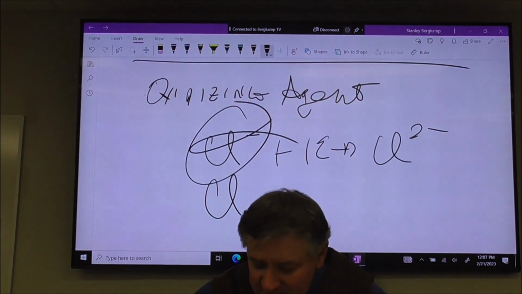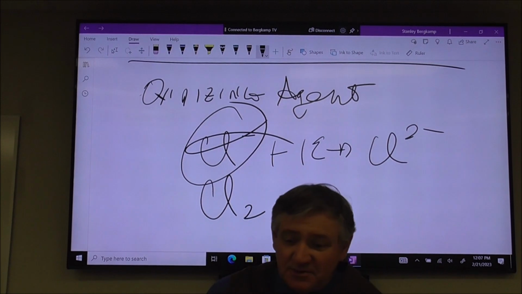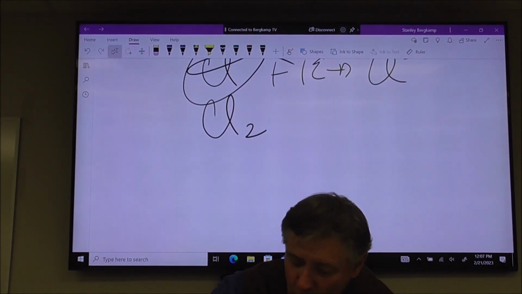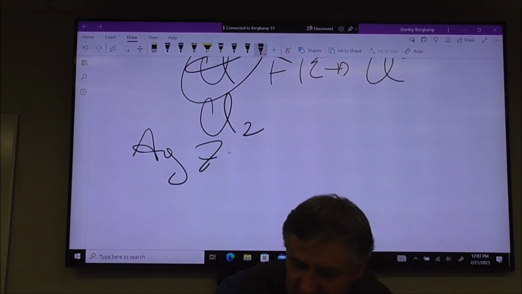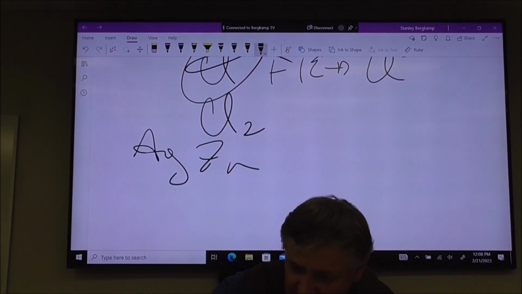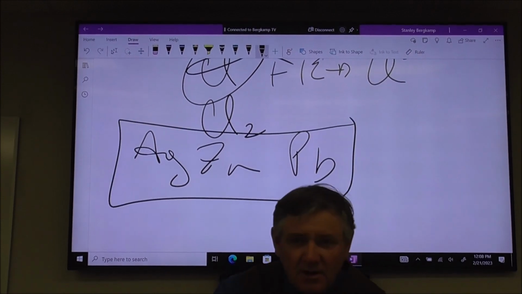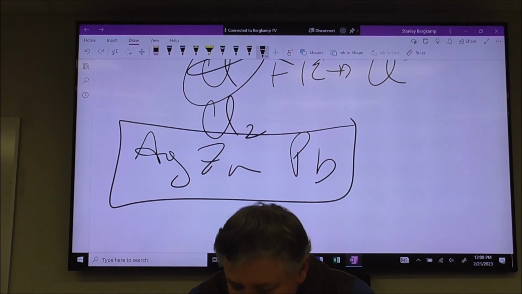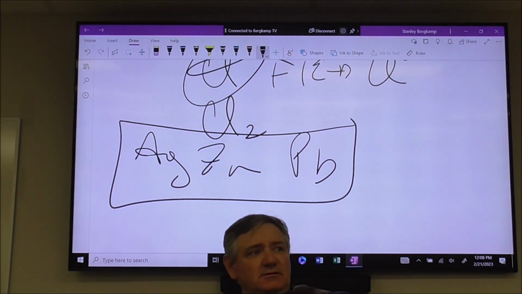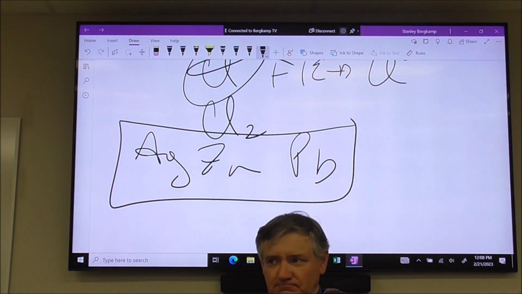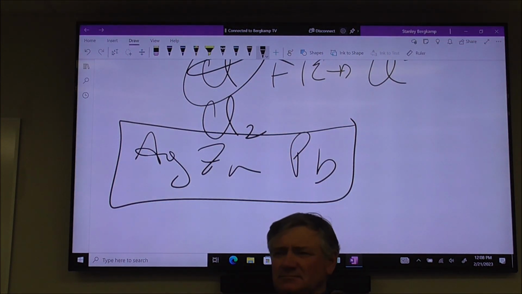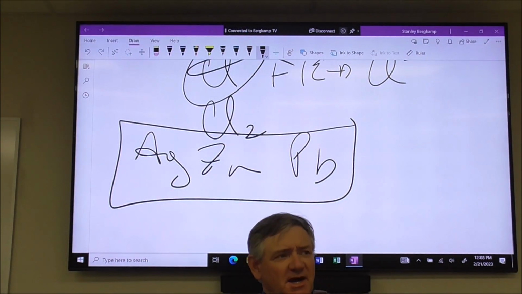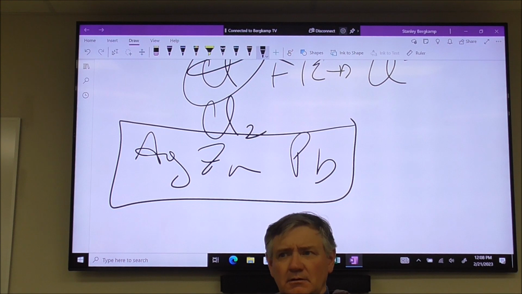So, if you look at this list, again, think this through. Why could you safely eliminate Ag, zinc, and lead from any potential answer for a good oxidizing agent? Because they're solids. They don't want electrons. Not so much. They're getting oxidized. Well, if they got reduced, okay, right?